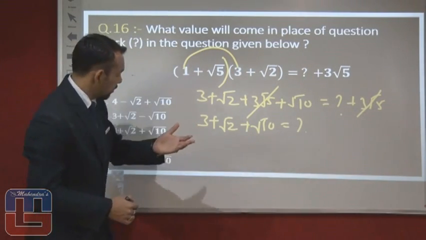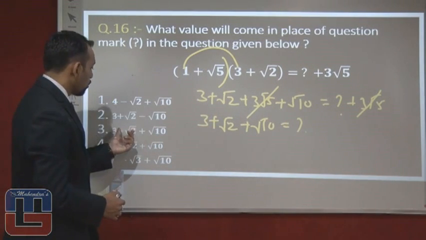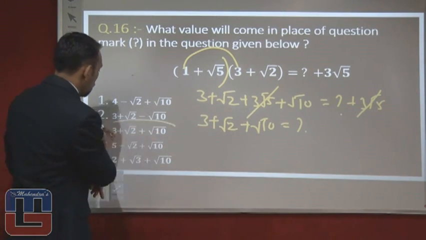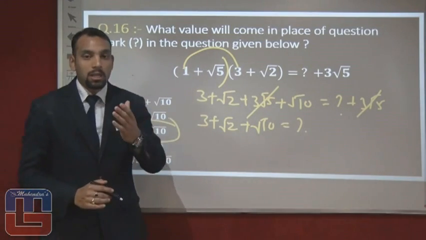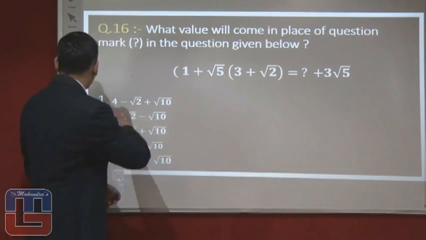Now see the options. You can see root 2. Where is root 2? Root 2 plus 3 plus root 10. You can see the third one will be the correct answer of this question. Right? Now move to our next question.